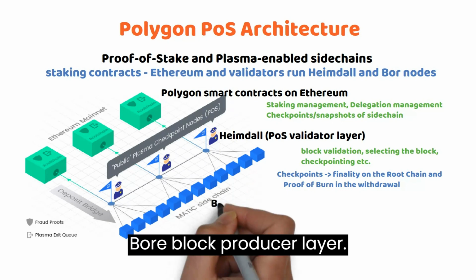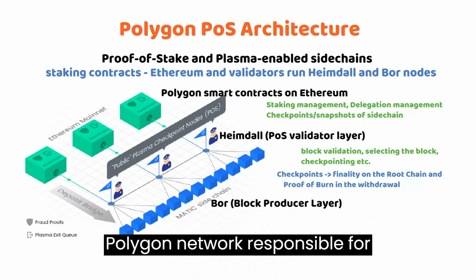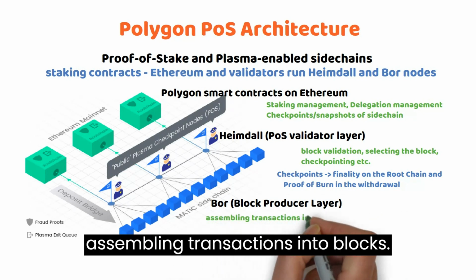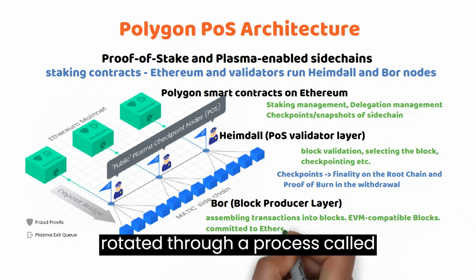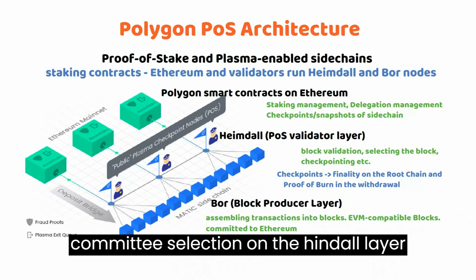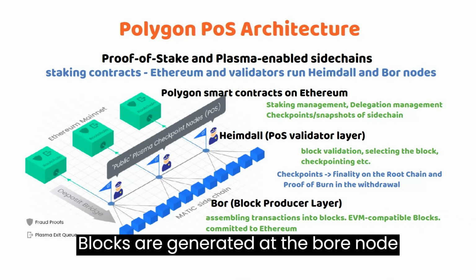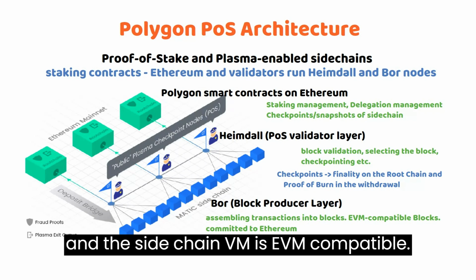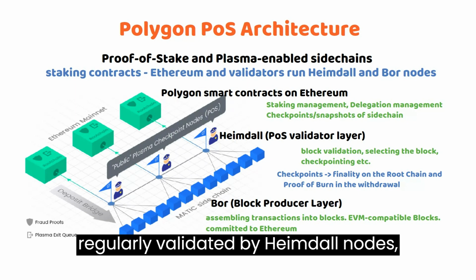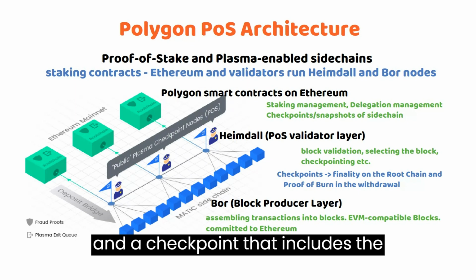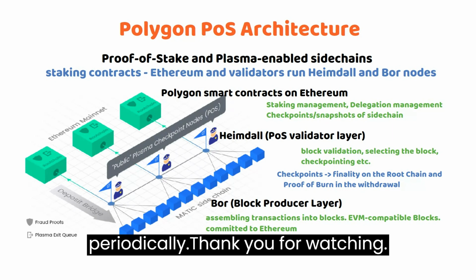Bohr, block producer layer. Bohr is the block producer layer of the Polygon network, responsible for assembling transactions into blocks. The block producers are periodically rotated through a process called committee selection on the Heimdall layer, in intervals known as spans on Polygon. Blocks are generated at the Bohr node and the sidechain VM is EVM compatible. The blocks created on Bohr are also regularly validated by Heimdall nodes, and a checkpoint that includes the Merkle tree hash of a set of blocks on Bohr is committed to Ethereum periodically.